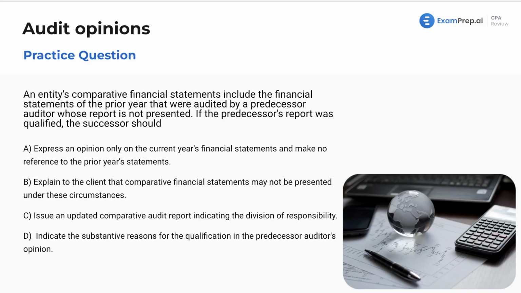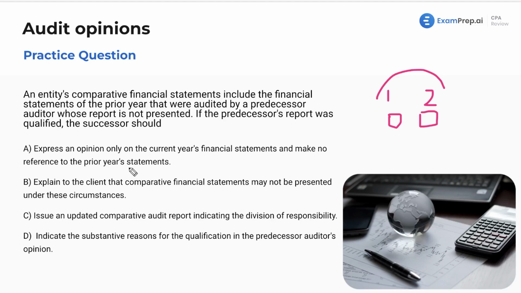So it's kind of our issue, right? We're dealing with year 1. We're dealing with year 2. Here's the financial statements we audited. We took care of year 2, but they want to issue them as a package. So what do we do? Do we, as the successor auditor, express an opinion only on the current financials and make no reference to the prior year statements?